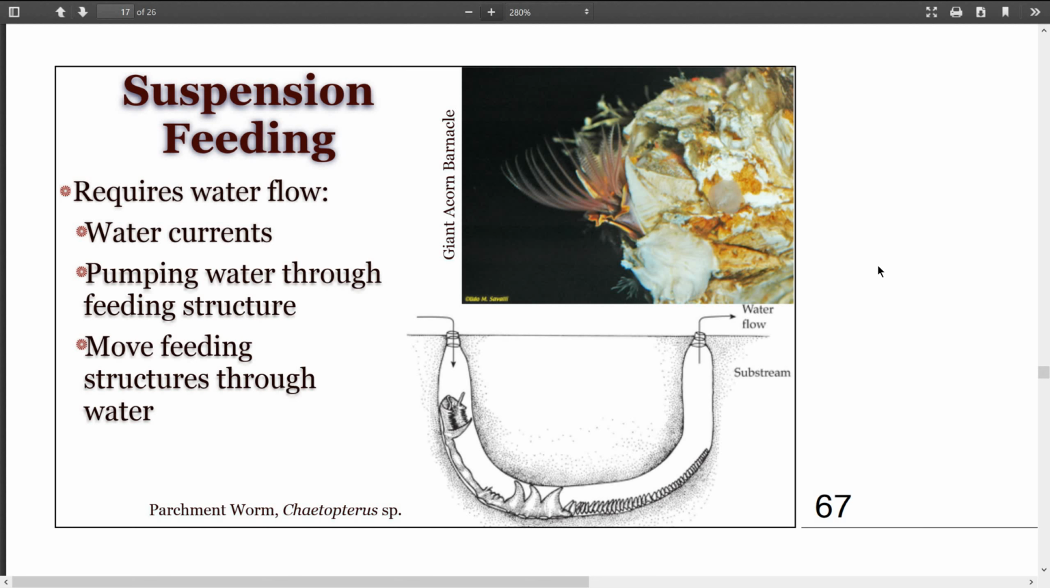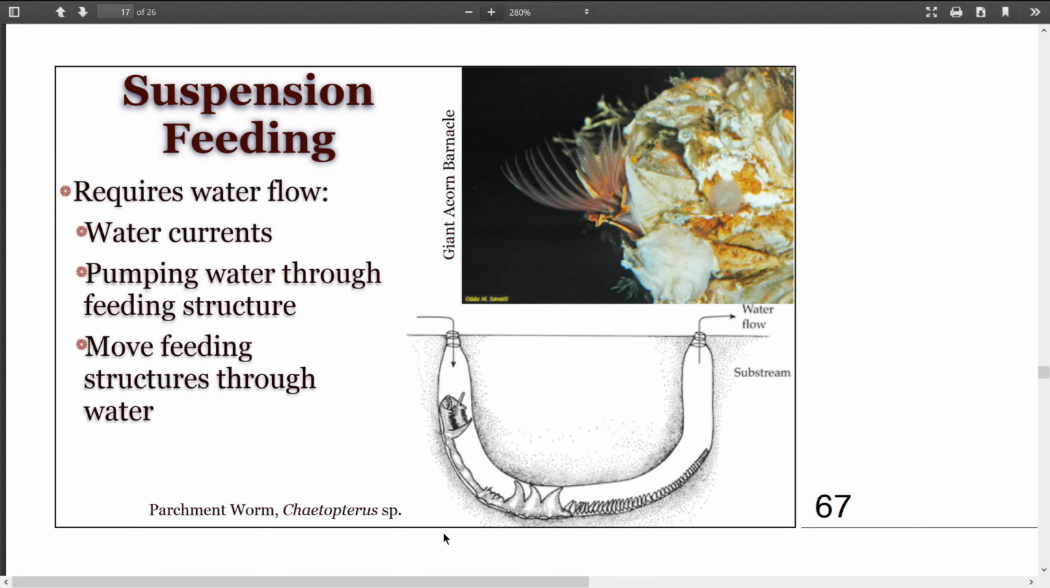The other possibility is to actually pump the water through your feeding structure. So here, for example, is a diagram of a worm called a parchment worm. Parchment worms live in tube-like burrows in the sediment that are U-shaped. So the burrows open up to the water above at two spots, the anterior and posterior end.